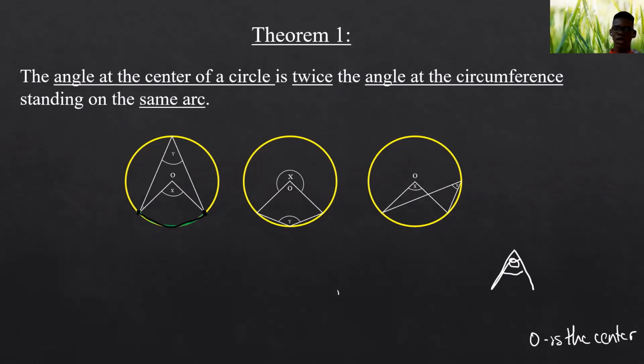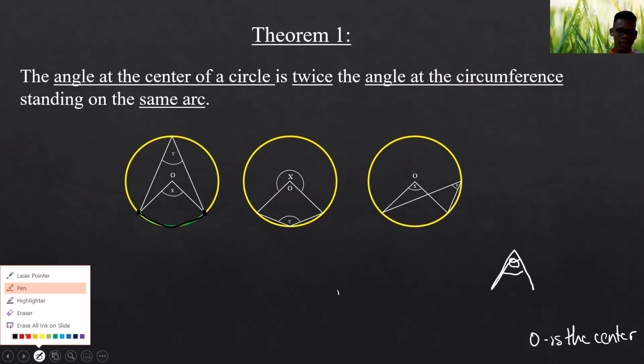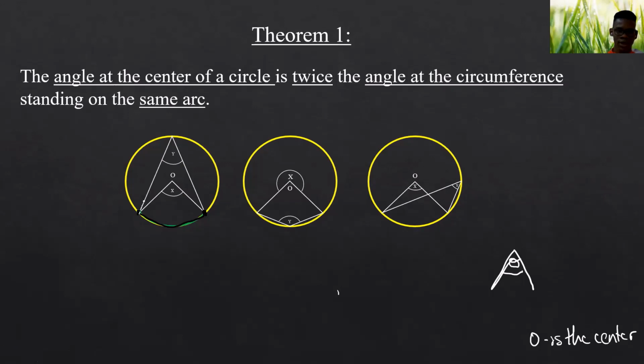And what we're going to look at now is the lines that constitute these angles. That's what we're going to be looking at all the time. So they're standing on the same arc, which means by definition, the lines that constitute this angle stand on the same portion of the circumference as our center angle. They're both standing on the same arc. They're both standing on the same piece of the circumference.